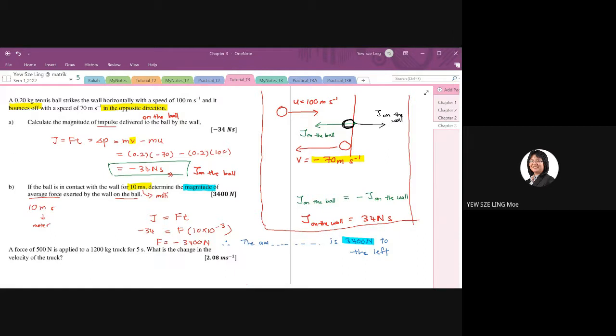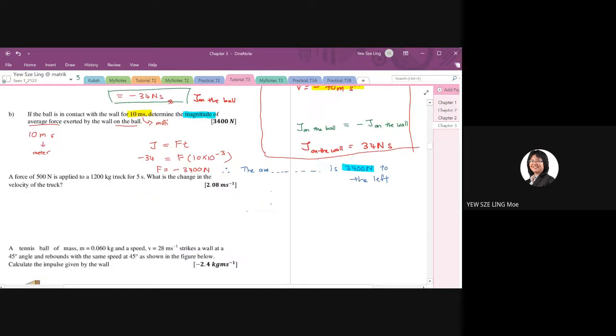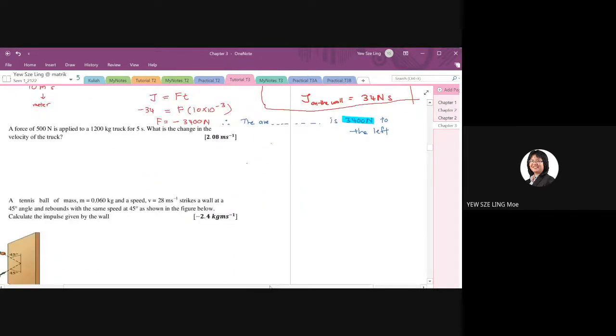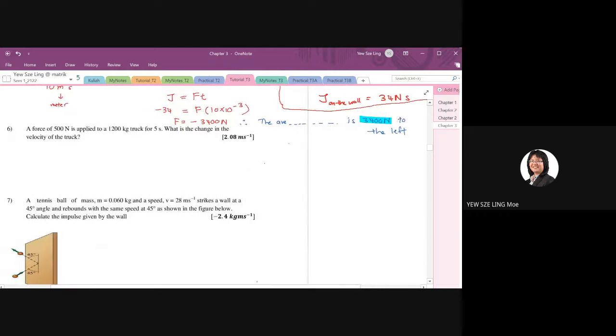Now let's see the next question. The next question is a very simple question. A force of 500 Newton is applied to a 1,200 kg truck for 5 seconds. What is the change in the velocity?